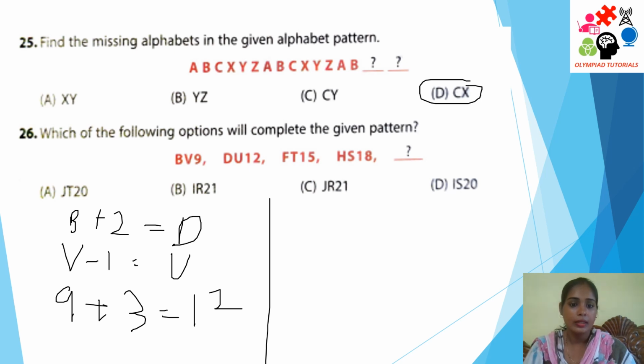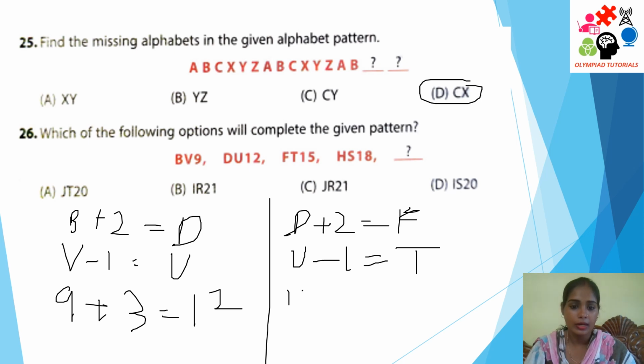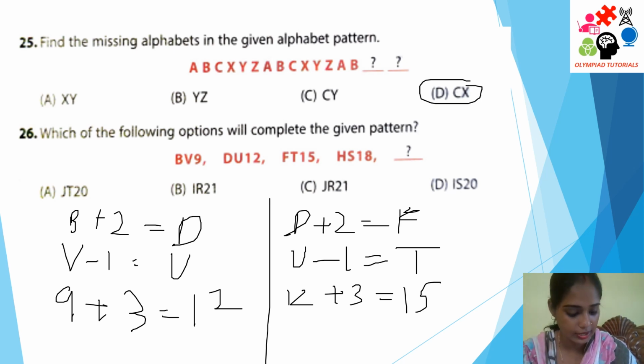D plus 2 will give you F, then you have U minus 1, that is T, and 12 plus 3, that is 15. So we got it. Now it's quite easy to estimate what your answer will be.